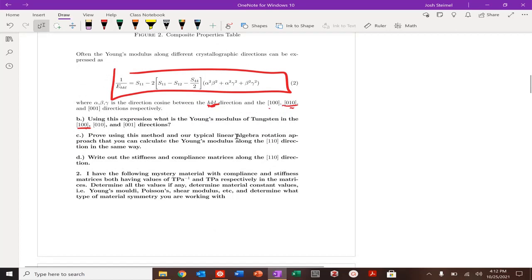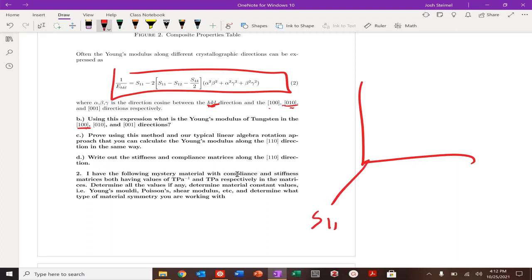So prove using this method and our typical linear algebra rotation approach that we can calculate the Young's modulus along the 1, 1, 0 direction. So what we're saying is that right now my S11 is basically the same along each of these three directions. So we're asked now to figure out what's my Young's modulus around this direction.